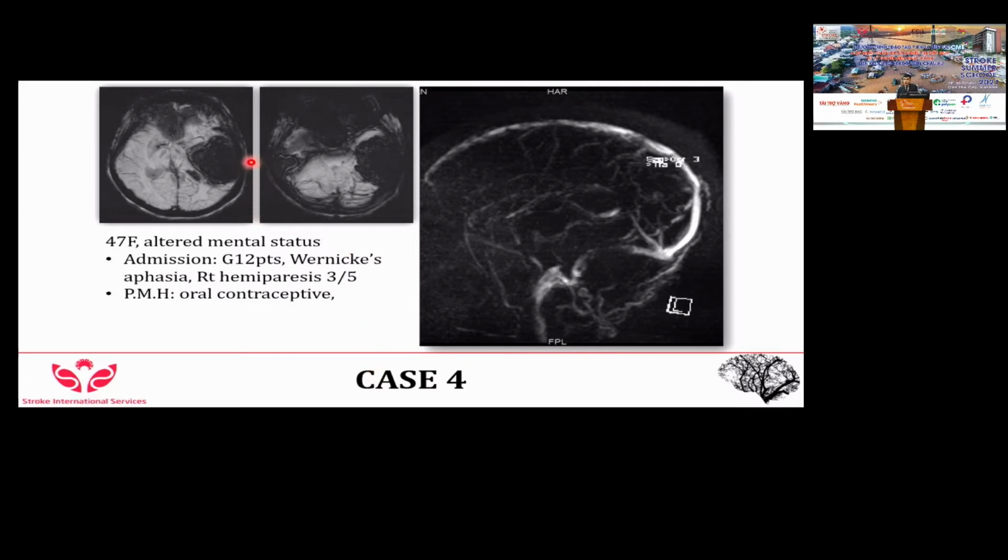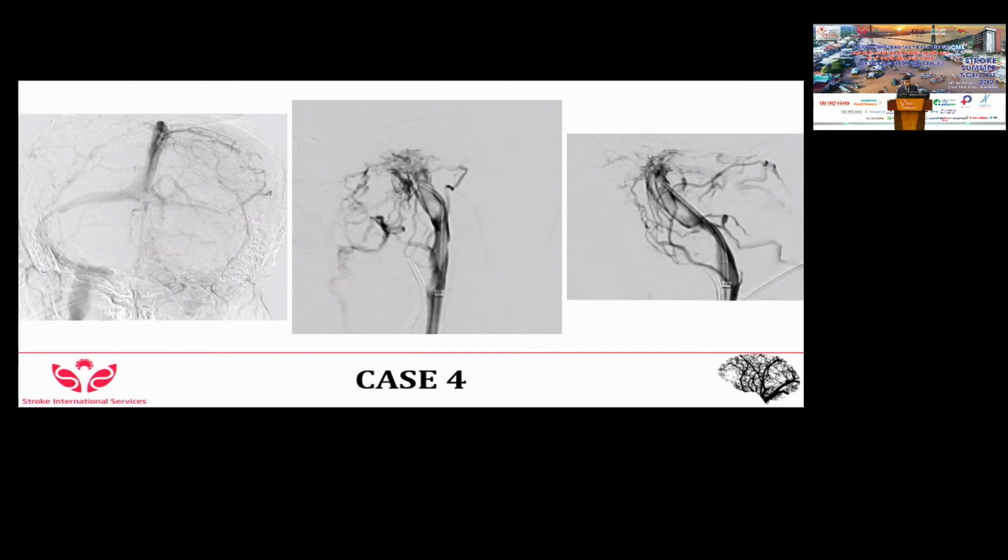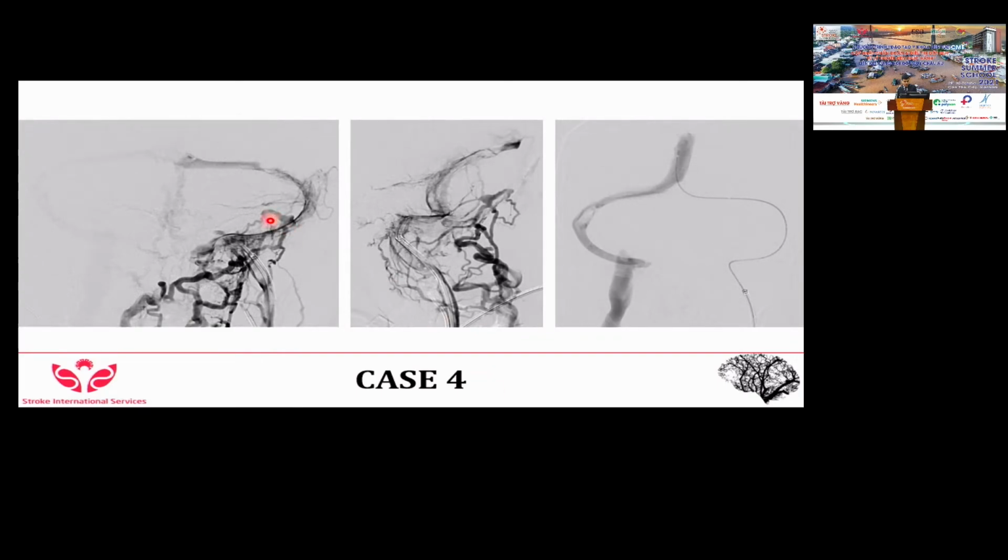On the top of the slide, you can see the hemorrhage in the left temporal lobe, and on the right side is the MRV. When we did the DSA, it showed no flow in the left lateral sinus, and the venous phase DSA showed the clot in the sigmoid.